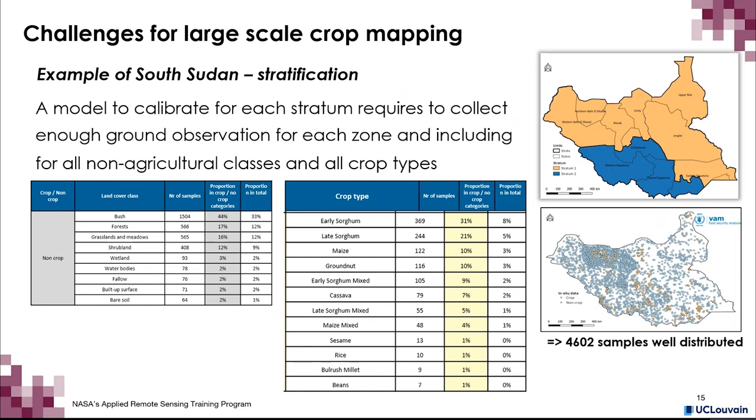In addition, we will have the 9 land cover types, which are non-crop, and a dozen crop types, meaning that we will have 21 classes to calibrate for each stratum. This gives us, on average, 100 samples for each crop type for each stratum. This illustrates why stratification needs to be handled carefully, because it multiplies very quickly the number of ground observations needed for the large-scale crop type mapping.